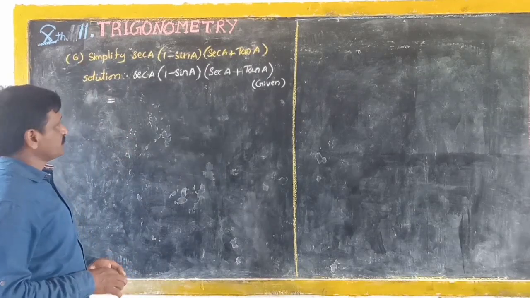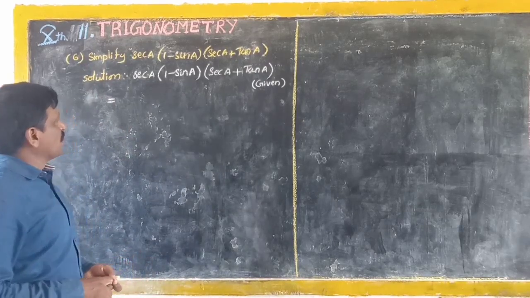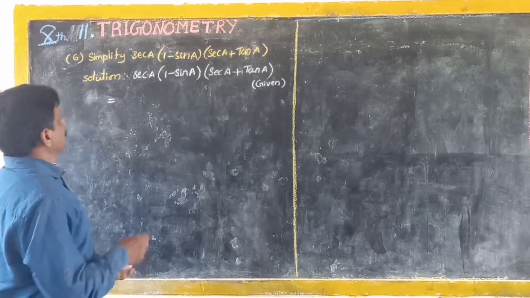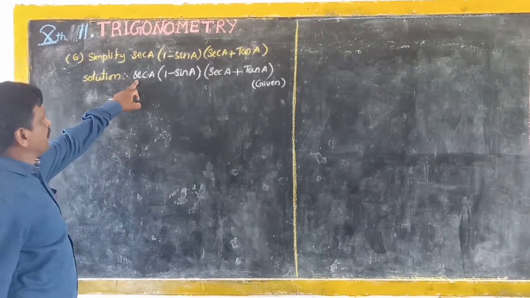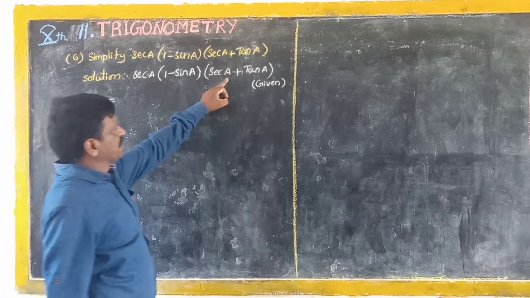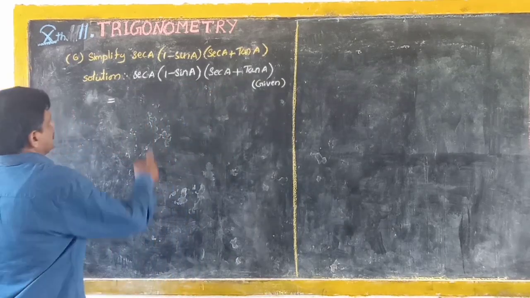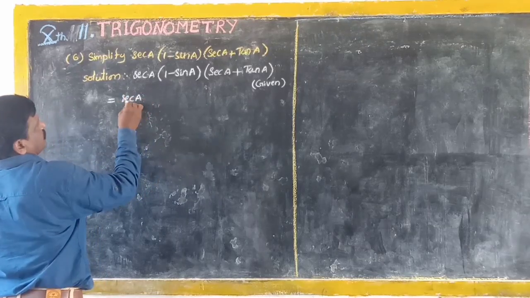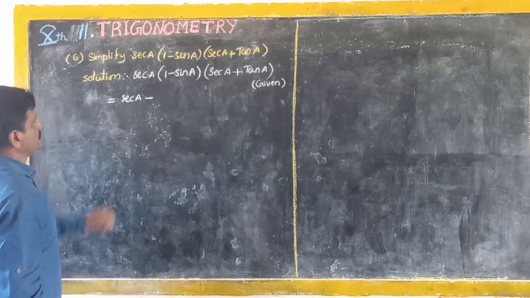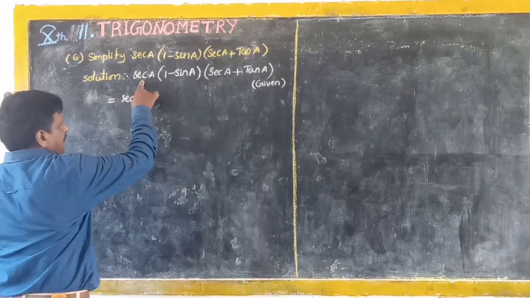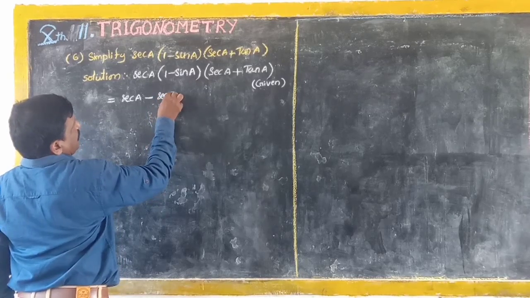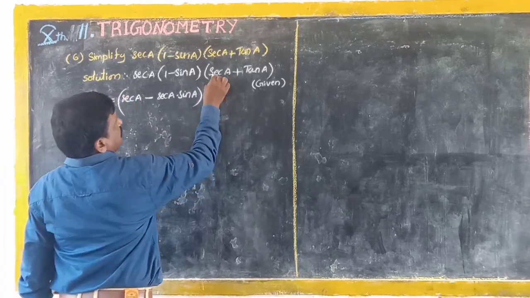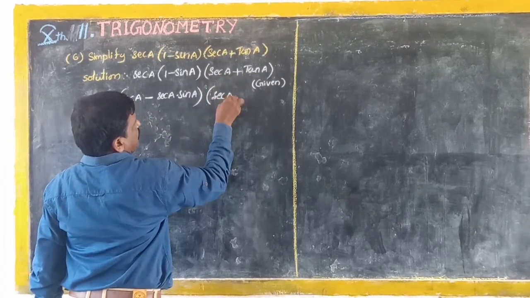Sixth sum. Secant A into 1 minus sin A into secant A plus tan A. Solution. Given secant A into 1 minus sin A into secant A plus tan A. Secant A into 1 is secant A, minus secant A into sin A, secant A sin A, into secant A plus tan A.